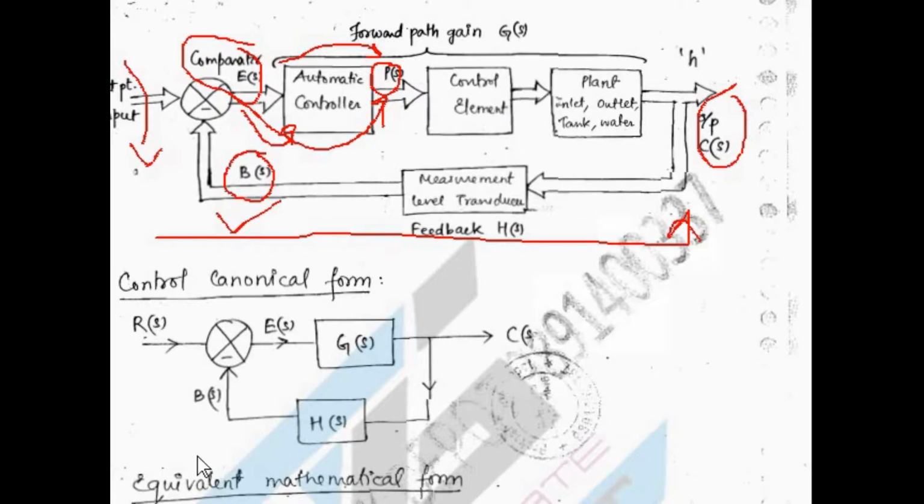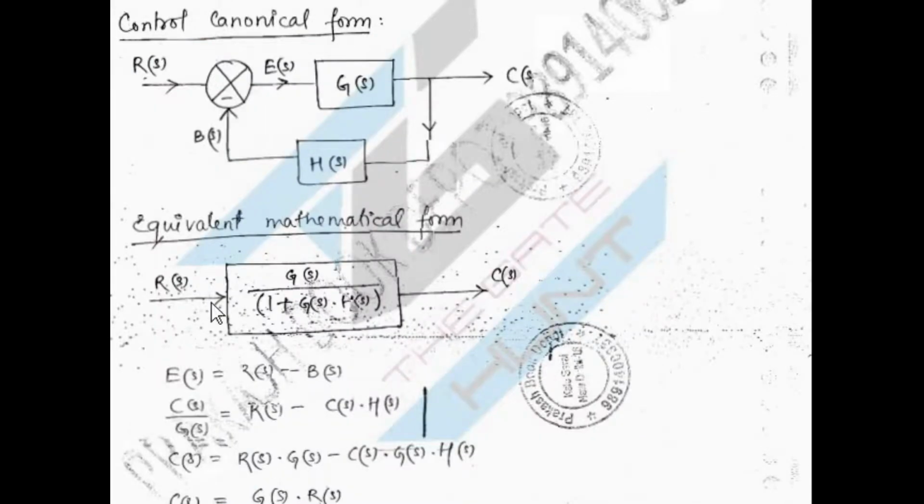Now we'll see the closed loop diagram for a control system. This closed loop system is basically used to design any control system, right? This is a general block diagram representation for a control system. This is your plant transfer function, this is your feedback gain, this is your output, and this is your input R of s.